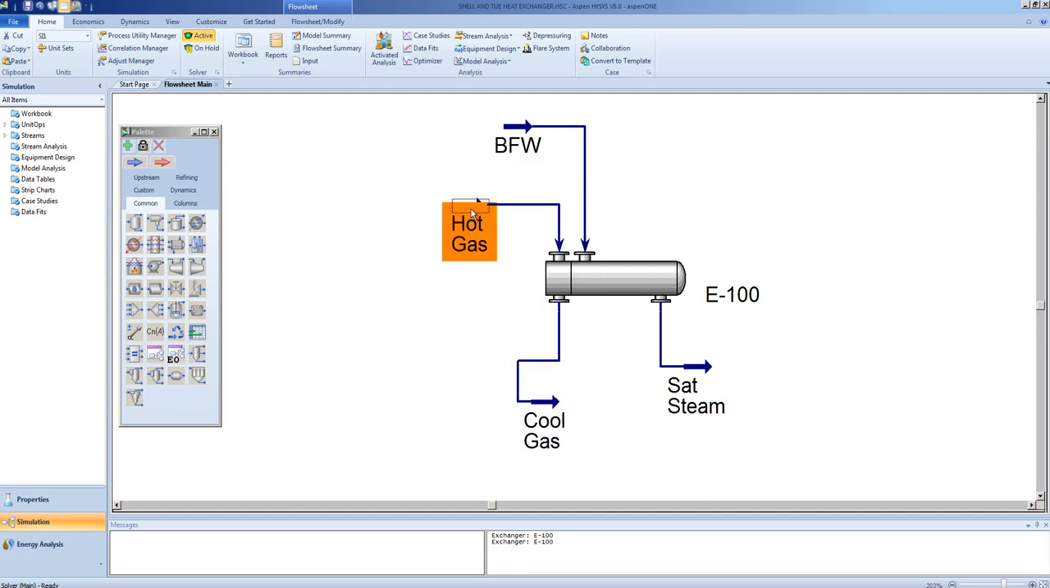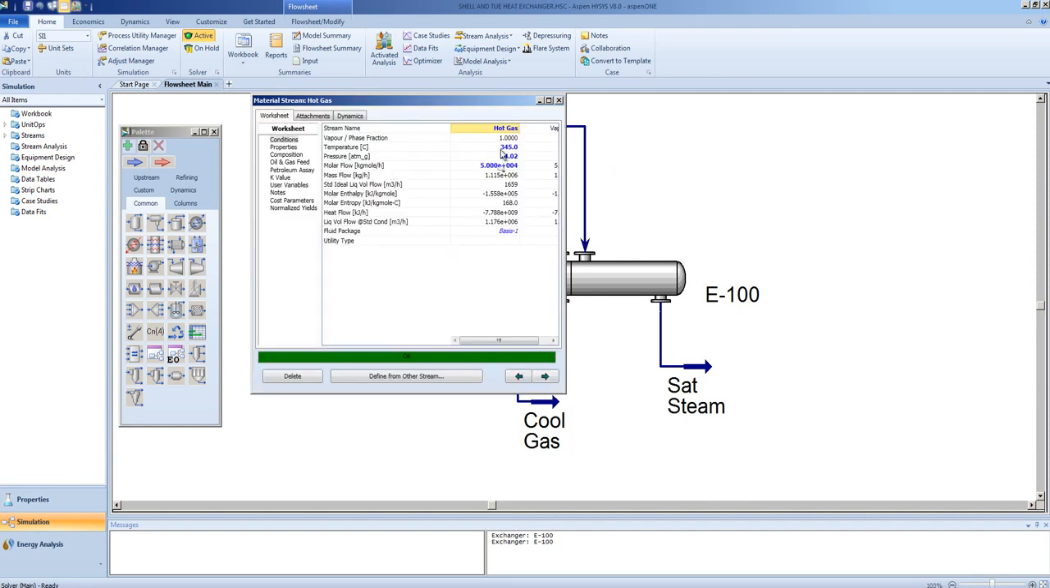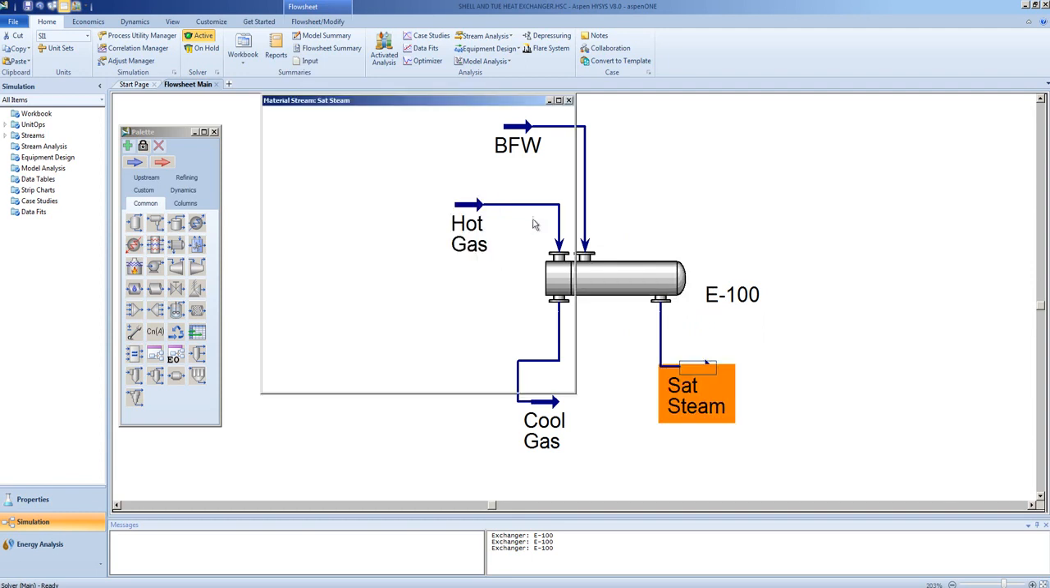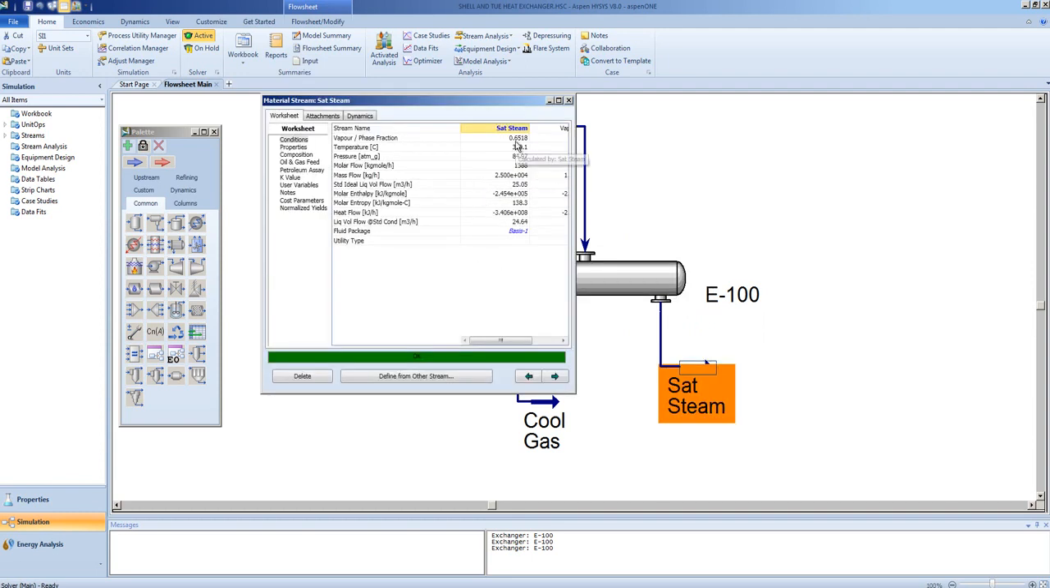For example, if I were to drop the inlet temperature of the cool gas to 330 degrees Celsius, the model will now recalculate what the outlet conditions are for both the saturated steam side and for the cool gas. As we expect, with less energy coming in on the gas side, we should no longer be making saturated steam with all of the water. And here we can see that a fraction of the steam is vaporized, much less than before.